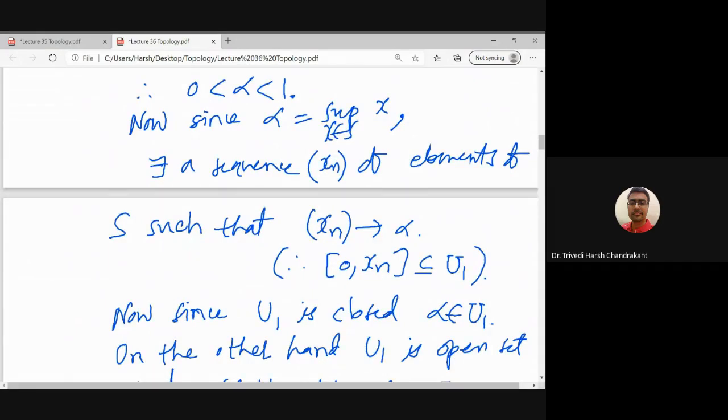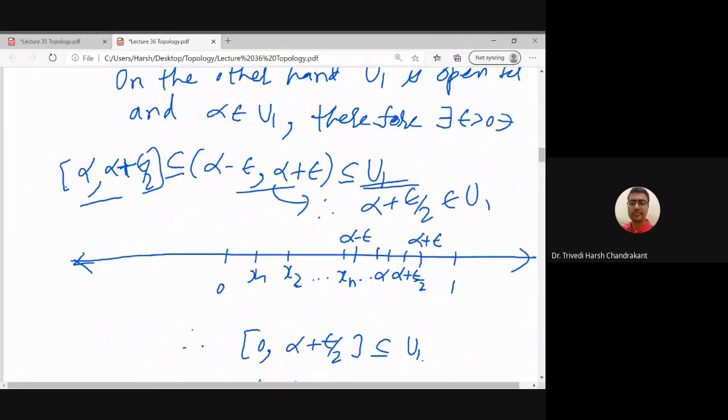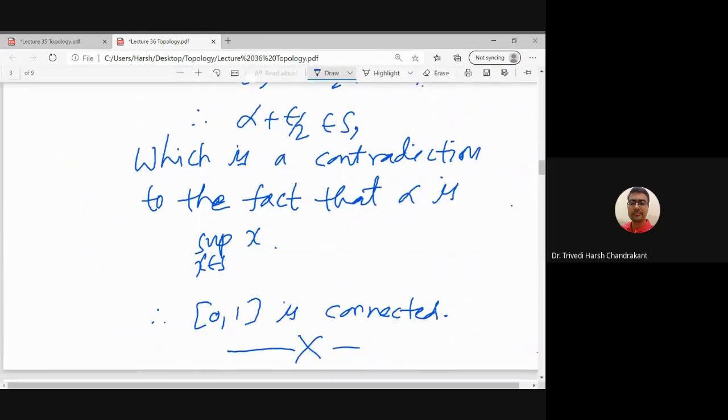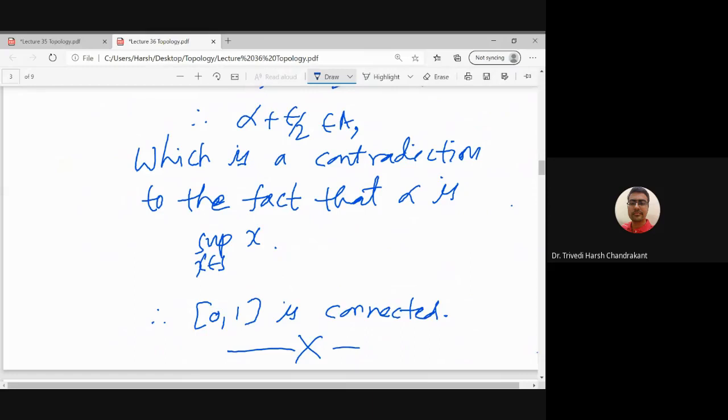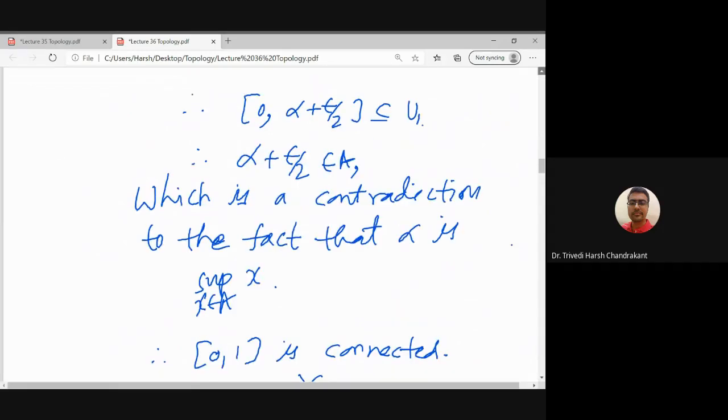I think there is a typo here. This is set A. x belongs to A. And so this is an element of A, because what is the condition of elements of A? The condition of elements of A is that the closed interval 0 to x is a subset of U1. Alright. So we observe that the closed interval 0 to alpha plus epsilon by 2 is a subset of U1. Therefore, this element is in the set A.